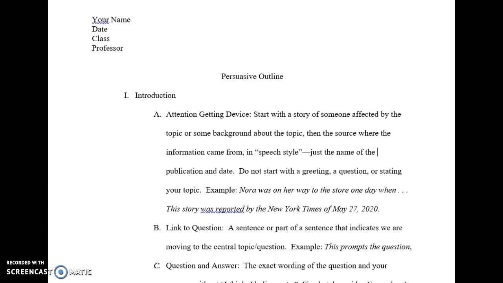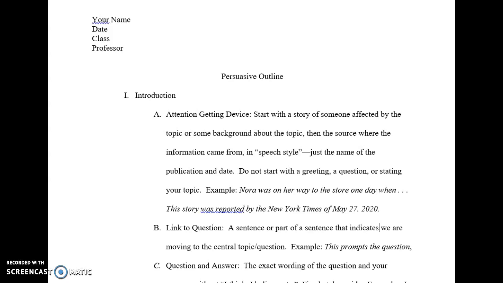So your attention getting device, please do not start by introducing yourself. Do not start by saying my topic is, and do not start with a question. The only question you should have in your whole outline and your whole speech should be your topic question. So what I would love for you to do is start with a story of someone affected by the topic or some background about the topic, then give the source where that information came from in speech style, which is just the name of the publication and the date. So not a greeting, question, or stating your topic.